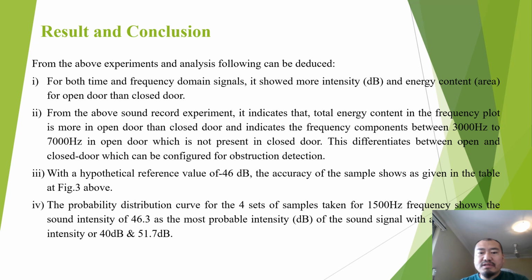The probability distribution curve for the 4 sets of samples taken for 1500 Hz frequency shows the sound intensity of 46.3 as the most probable intensity of the sound signal, and the intensity of the sound varied from 40 dB to 51.7 dB.